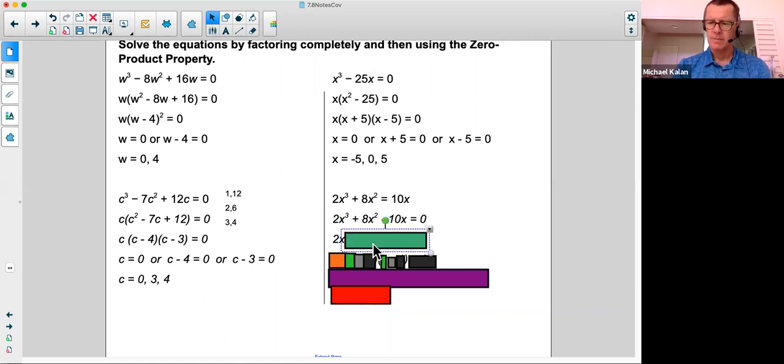2x, good. So what's left inside? X squared plus 4x minus 5. Is that a perfect trinomial square? No. Last term's negative and it's a 5, so it's not. Bring your GCF down. Don't forget, remember it's set equal to 0.